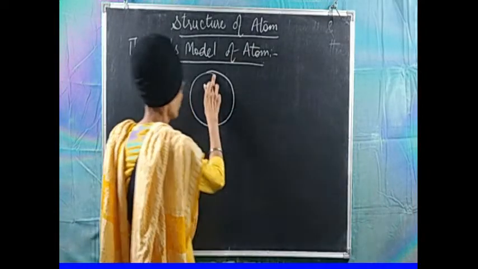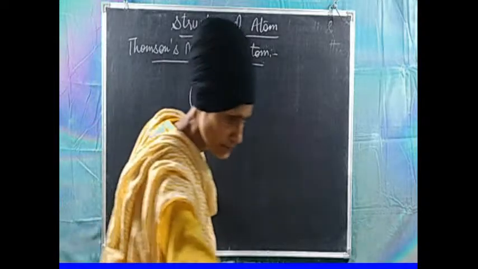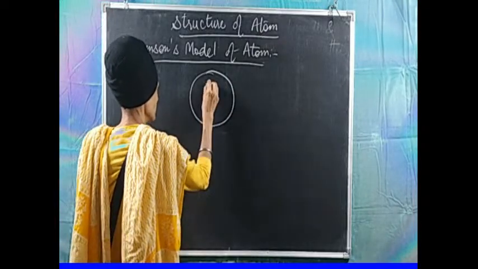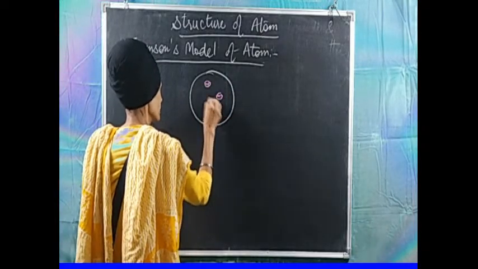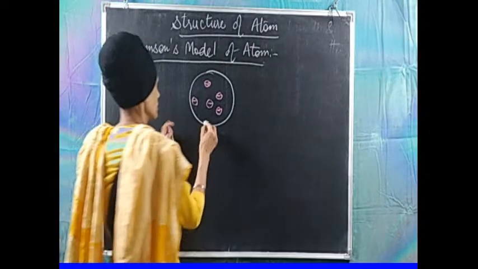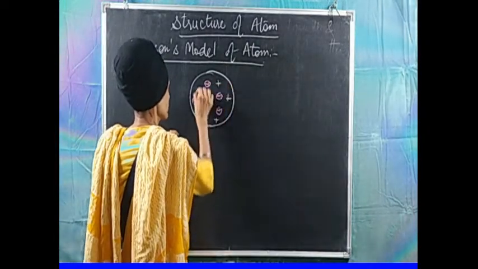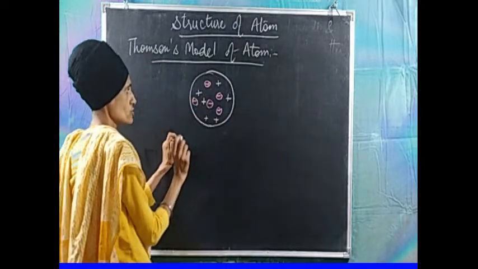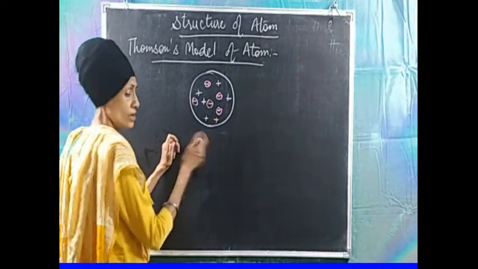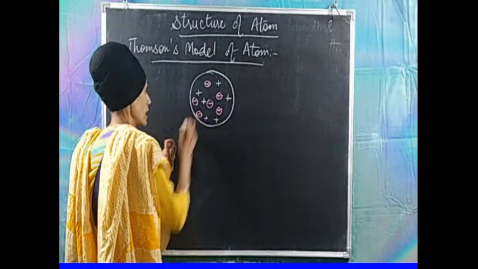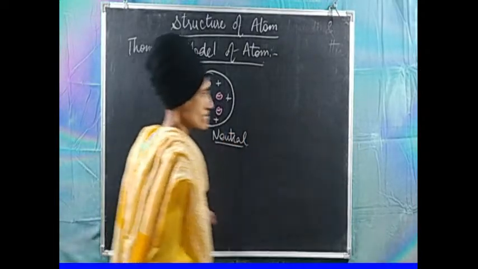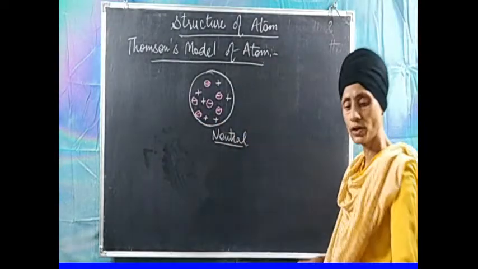This is the model of the atom given by Thomson, and electrons according to him are negatively charged particles which lie here and there in an irregular manner, and this positively charged sphere has positive charge distributed on it. The total positive charge on the sphere is equal to the total negative charge on the electrons. So on the whole, the atom is electrically neutral. This is a simple model, just like a watermelon model.